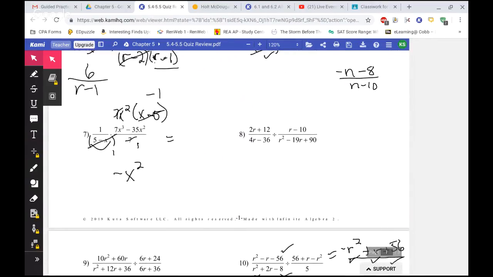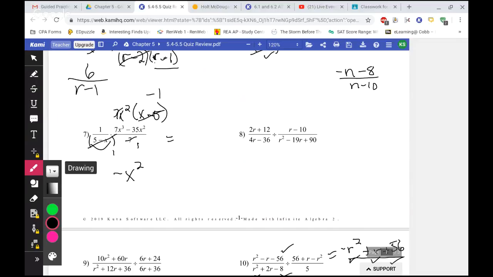All right. On this one, you want to rewrite this because it's division. It has to be rewritten. You keep the first, you change it to multiplication, and then you flip the second. Yeah, KFC. Oh, and on this particular one, I'm going to go ahead and factor while I'm rewriting. So I can factor out a 2. So 2 times r plus 6. And then on the bottom here, I can factor out a 4. So that's going to be 4 times r minus 9.